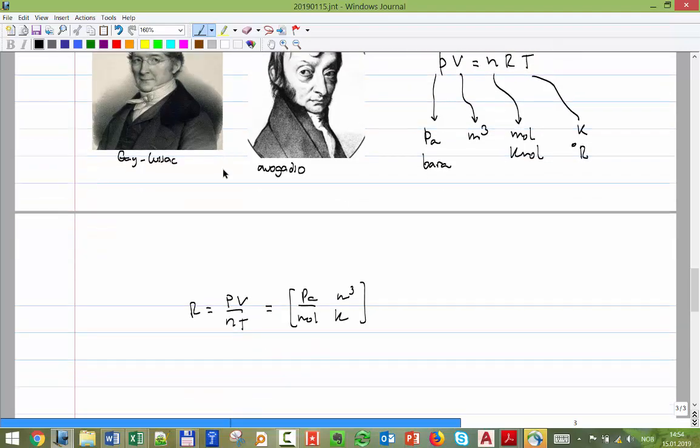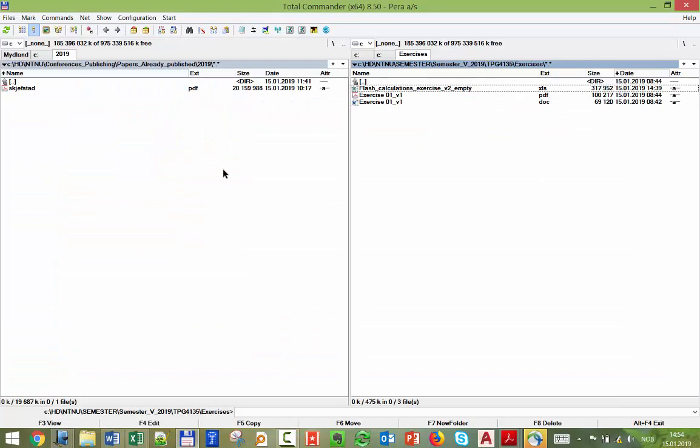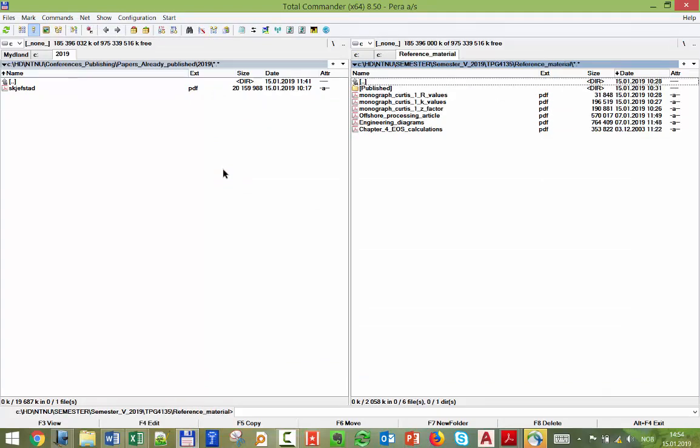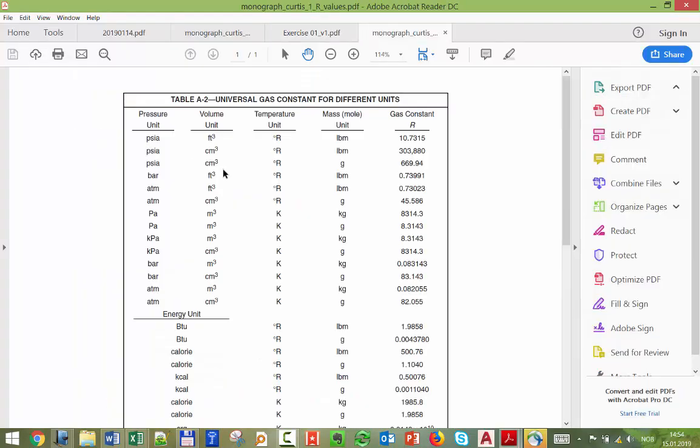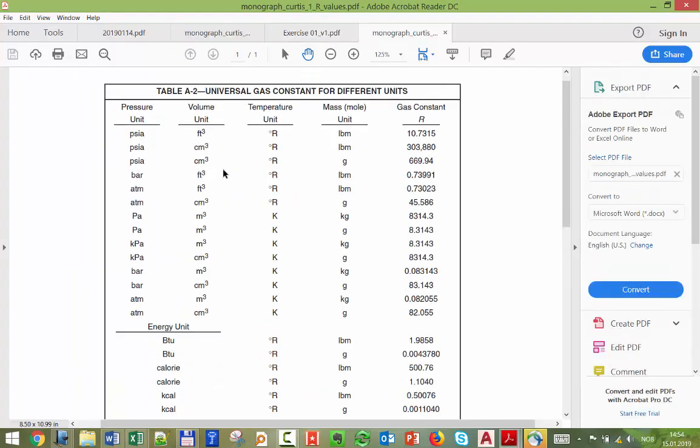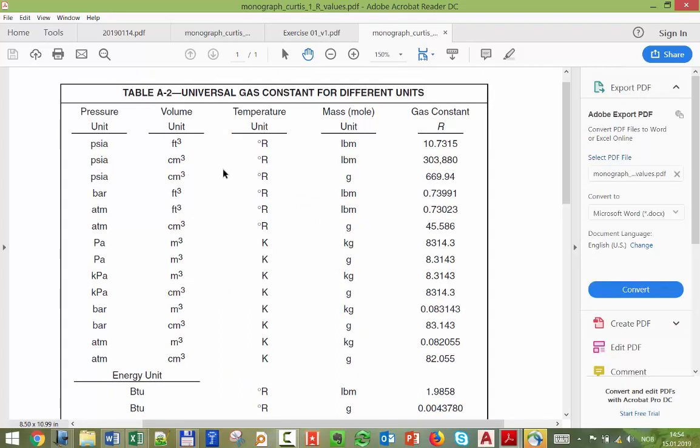Just to help you remember, because for the exercise you might need it, I also uploaded it in the reference material. The monograph of Curtis has a nice table saying what the gas constant is. They call it the universal gas constant, R. Depending on the units that you are using, you have a different number, so depending on which units you are using for the rest, you choose your R. Which is very practical. We're going to use, actually they're not here, but it's similar to our exercise, this one, I think.